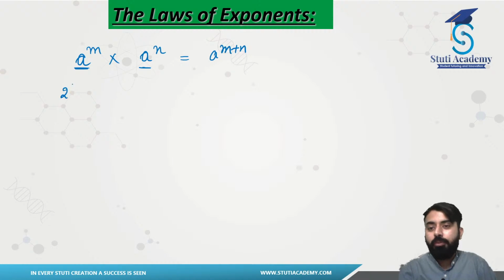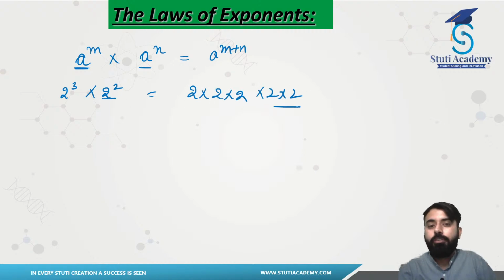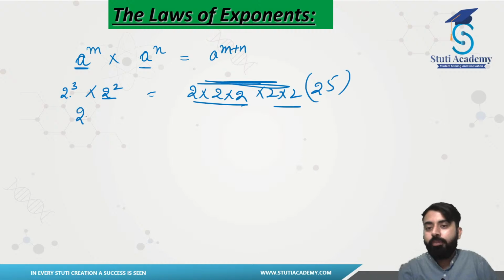Reason being, if I have 2 raised to power 3, I have to multiply this with 2 raised to power 2. You see, it can be written like this: 2 into 2 into 2 and 2 into 2. These are the 3 2s here and 2 2s here. So we have 5 2s, that should be 2 raised to power 5. So in short, I could have written it as 3 plus 2, which will be 2 raised to power 5.